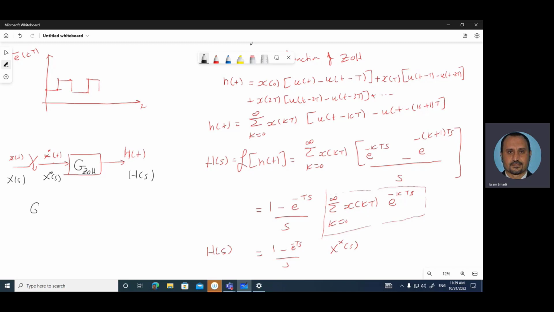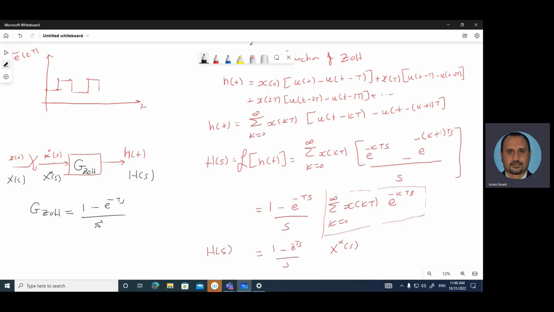So now who can give me the transfer function for the zero order hold equal to what? This is the output, this is the input. So this is a transfer function. So here it will equal 1 minus exponential of minus Ts over s is the transfer function for the zero order hold. Good.